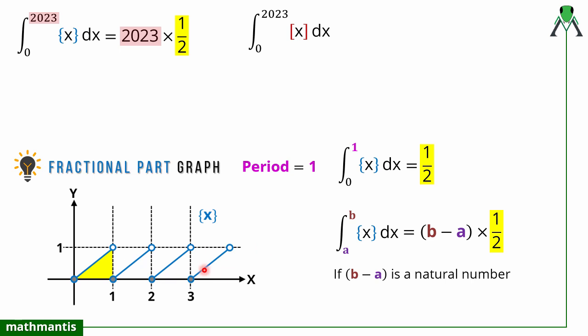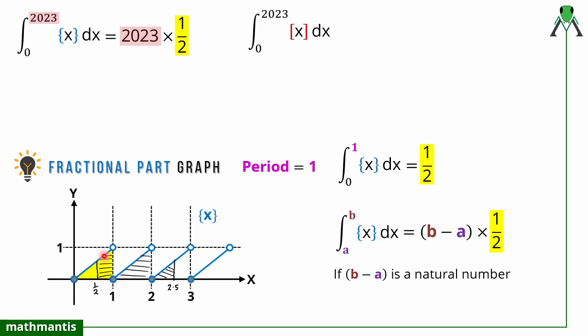That can be understood from the graph of the fractional part function. Suppose the value is from half to 2.5. If we have to evaluate this integration from half to 2.5, what we'll do is evaluate this area: this triangle area, and this area. So this will be the total value.